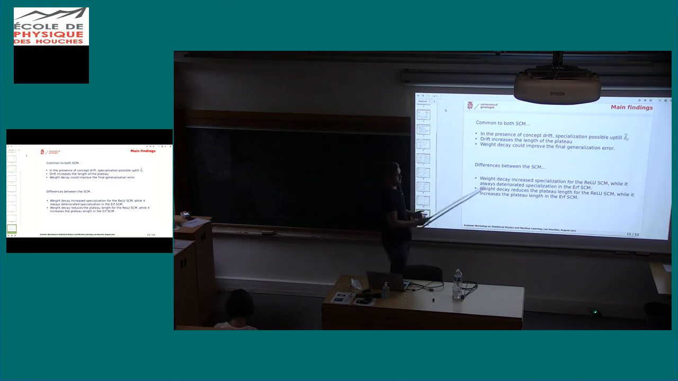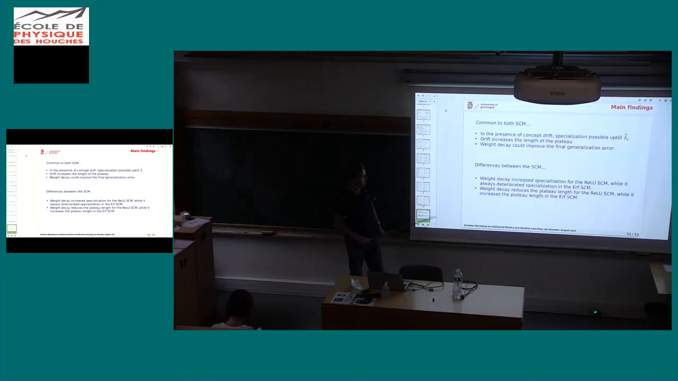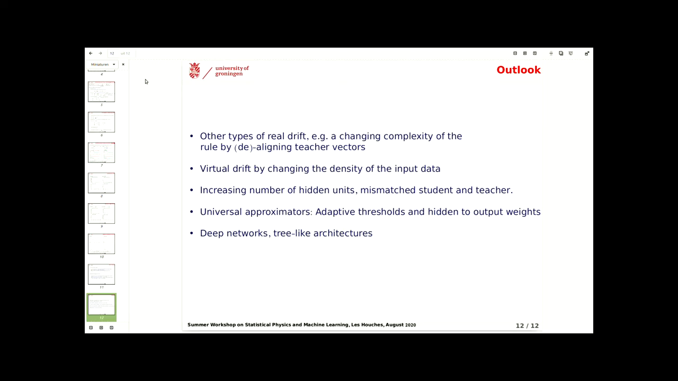So we have seen the similarities and how the systems react to this type of random drift, and the differences, which are mainly in the weight decay effect. So weight decay really increases specialization for the ReLU SCM, and it also reduces the plateau length that is necessary to achieve specialization. And this is not the case with the error function SCM. So this is a simple first scenario that we studied in this work.